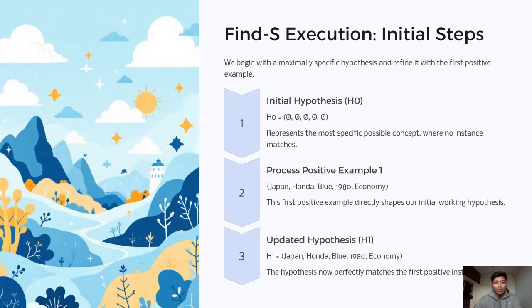First step, initial hypothesis. We begin with the most specific hypothesis. H0 equals φ, φ, φ, φ, φ. Five φ's in a row. This means we haven't accepted any attribute yet. Now, we look at the first positive example, Japan, Honda, Blue, 1980, Economy. So the hypothesis becomes H1, which includes the elements Japan, Honda, Blue, 1980, and Economy. This exactly matches the first positive example.